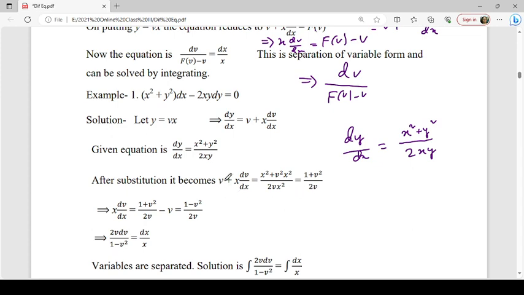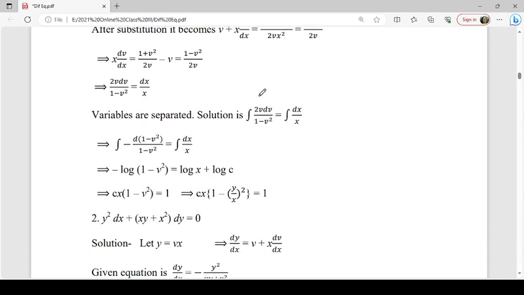And we are taking this v to right hand side, so this is 1 plus v square by twice v minus v, equal to x dv dx. Then we divide by this 1 minus v square by 2v, taking it to the left hand side with dv, so the coefficient of dv becomes 2v by 1 minus v square, and it is dx by x. Now variables are separated, and for the solution you just integrate.